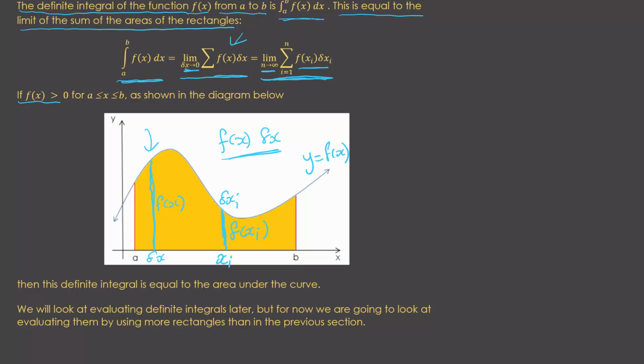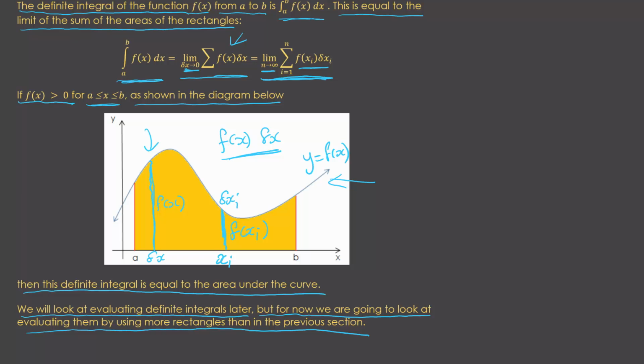So if f of x is greater than 0, so we can see the curve is always above the x-axis, for x between a and b, as shown in the diagram below, this definite integral is equal to the area under the curve. We will look at evaluating definite integrals later, but for now we're going to look at evaluating them using more rectangles than in the previous section. And then we're going to move on to look at the properties of definite integrals before we get around to doing them using actual calculus techniques.